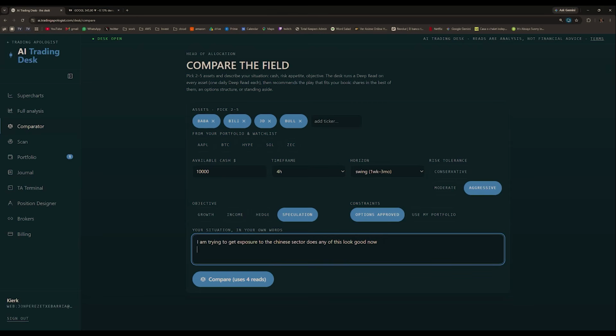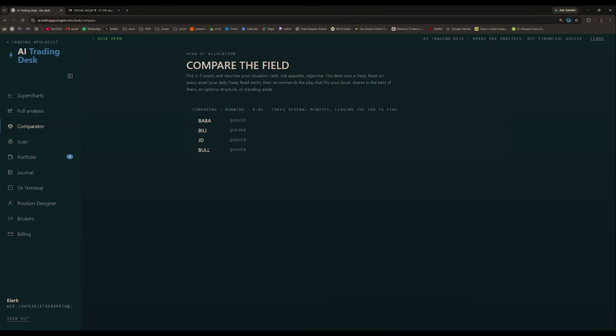Now, the comparator will use 4 reads because I put in 4 stocks, or 4 equities, let's say. It's going to run 1 full read for each one, and then it's going to run another full read on top to combine them.